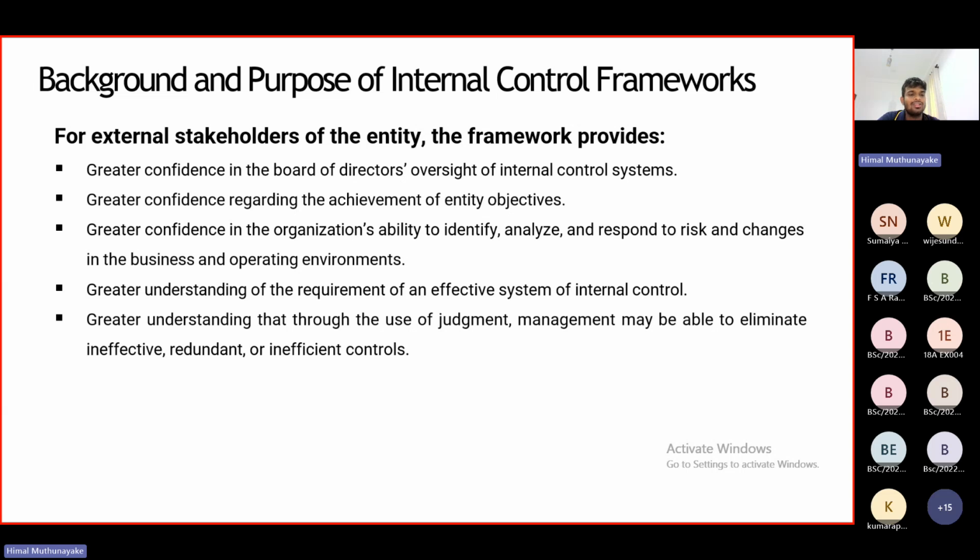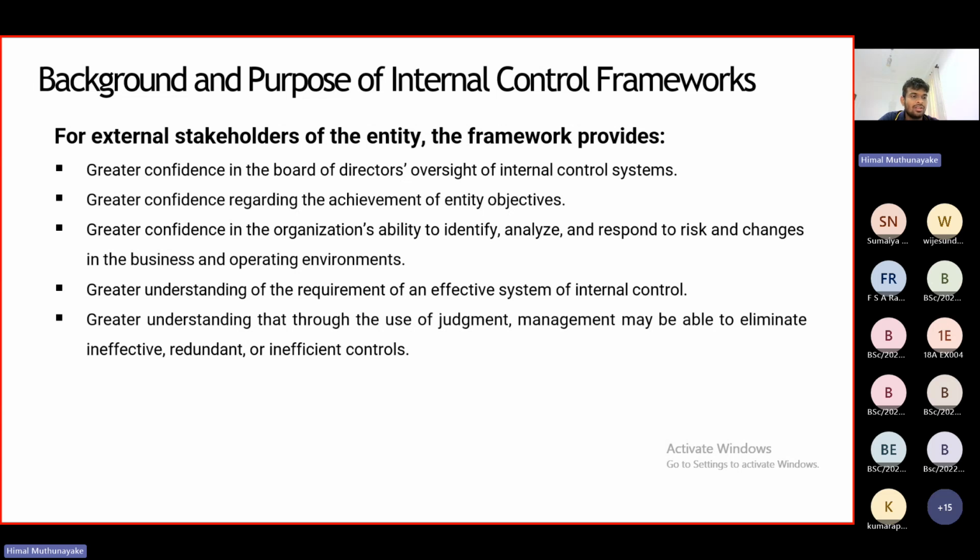Even though the control is there, it is not effective. Even though you are having an internal control, it's not effective. So therefore, what you have to do, you need to eliminate those things. Otherwise, even though you think we have a good internal control, that internal control is not effective. For example, let's say you think you have a good password for your Facebook, but you are writing that password everywhere.